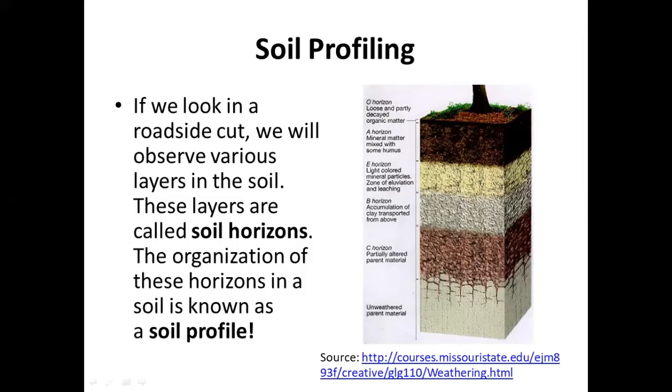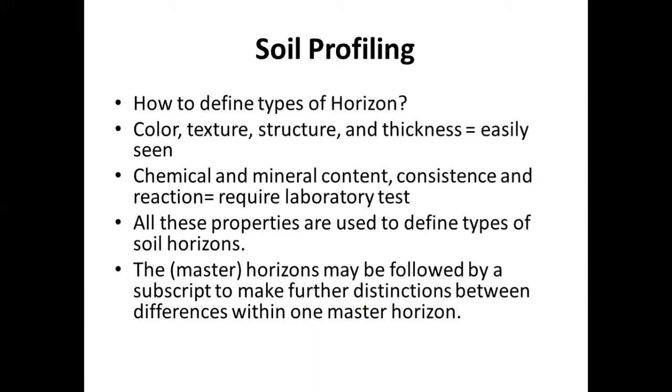Thank you, sir. Okay. So soil profiling: how to define types of horizon. This was your question. How do we define different types of horizon? First of all, by their color, texture, structure, and thickness, which can be easily seen. Secondly, horizons can also be differentiated by their chemical and mineral contents. But unfortunately, for chemical and mineral contents, we need a laboratory for testing them. So this is not seen very easily with the naked eye, but color, texture, structure, and thickness can be seen easily through our eyes.